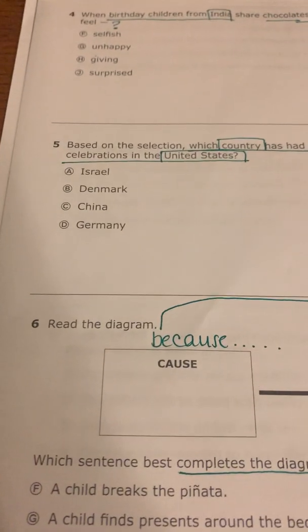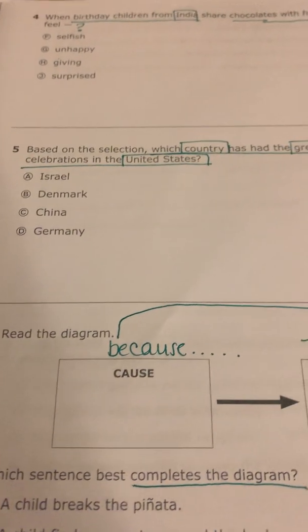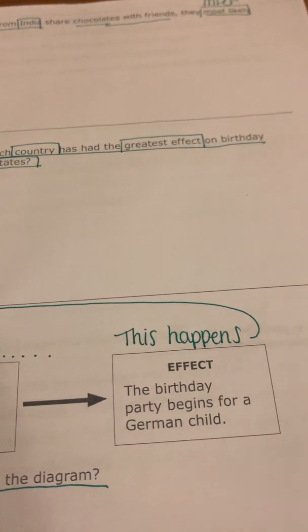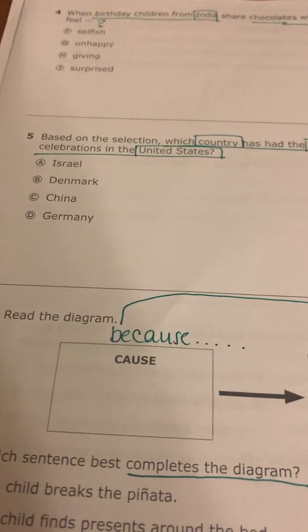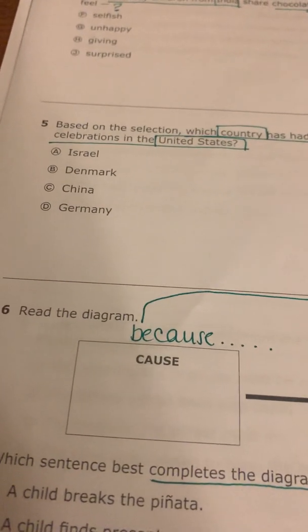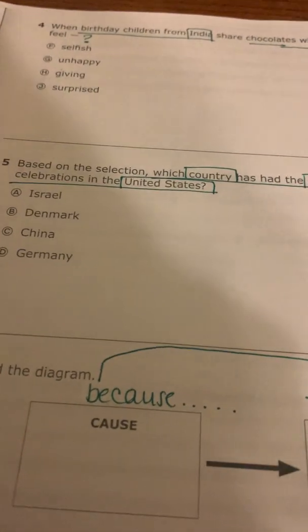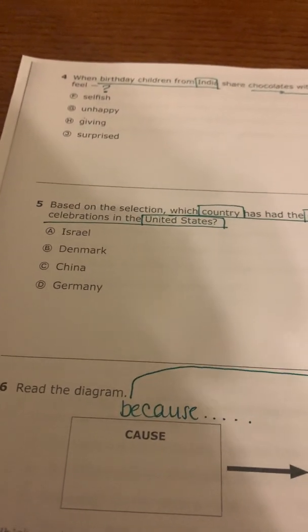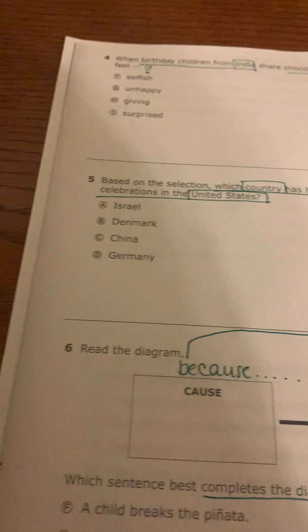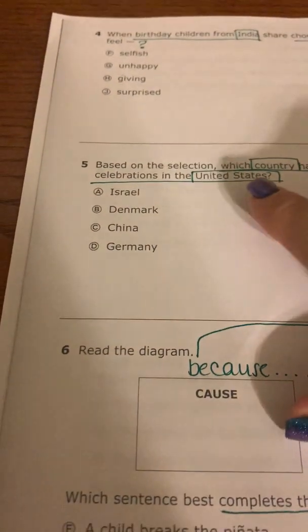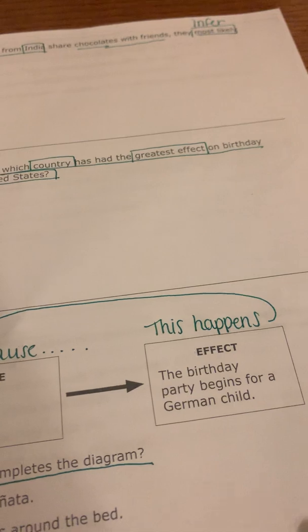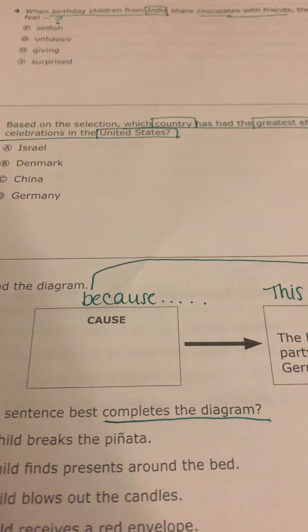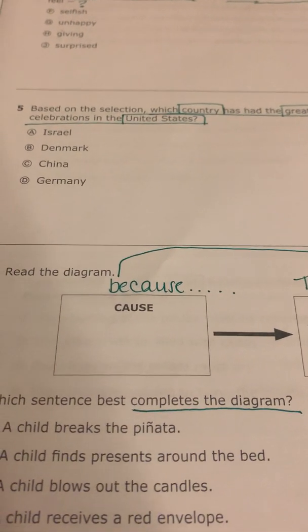Okay? For number 5, I put, based on the selection, which country, that's important, has had the greatest effect on birthday celebrations in the United States. So when we're reading, there's going to be a part that says a lot of these things are done in the United States or something like that. And so it would be one of these countries that has the most effect on the birthdays that we celebrate here. But again, I can't go back and find this in the passage right now. I have to read it.